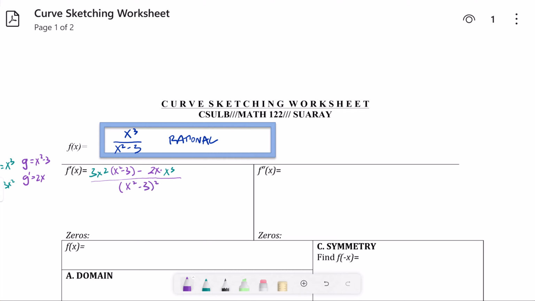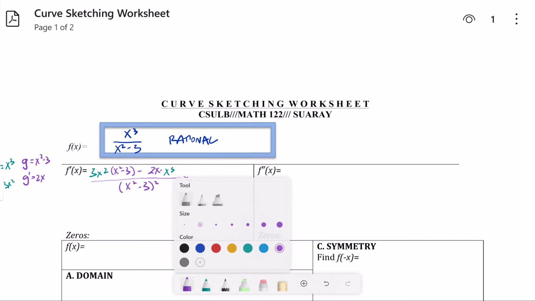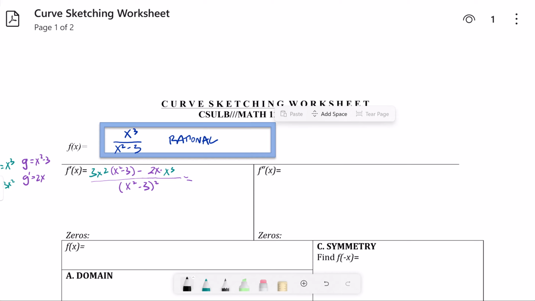Where we simplify terms. Alrighty, and we end up with 3x to the fourth minus 2x to the fourth. Right, so that's going to be x to the fourth minus 9x squared divided by x squared minus 3 quantity squared. Okay, so again, the x to the fourth terms are like terms, you subtract them, then minus 9x squared. So we end up being able to factor, right?